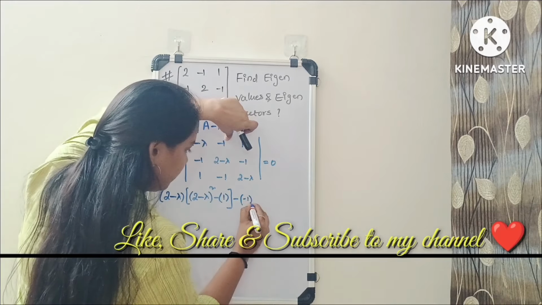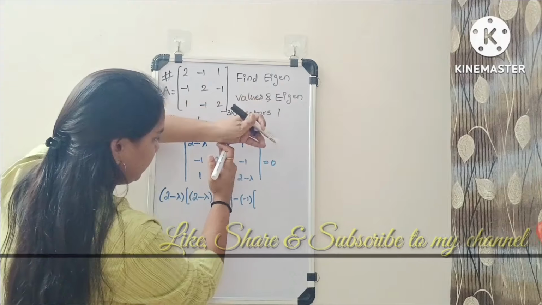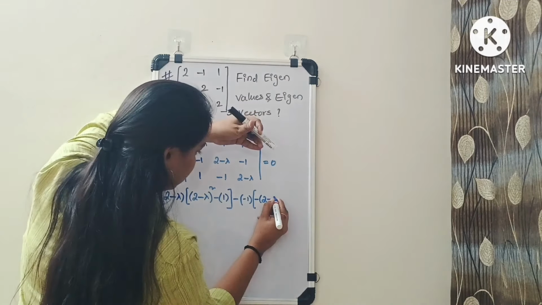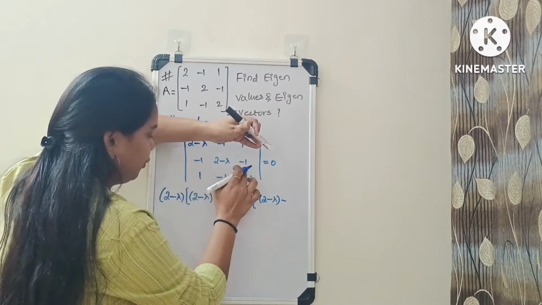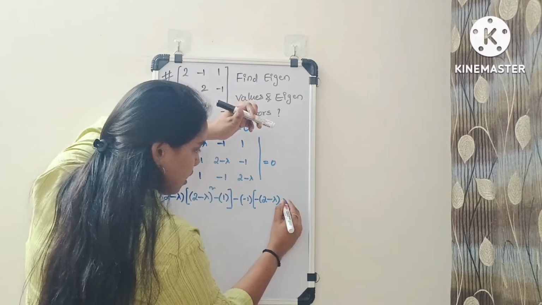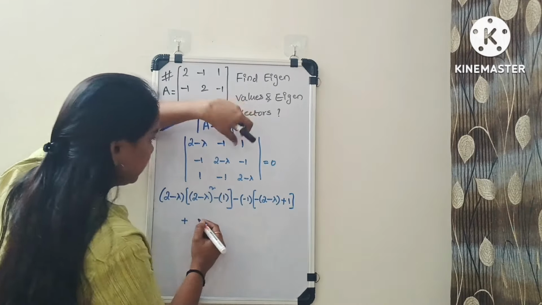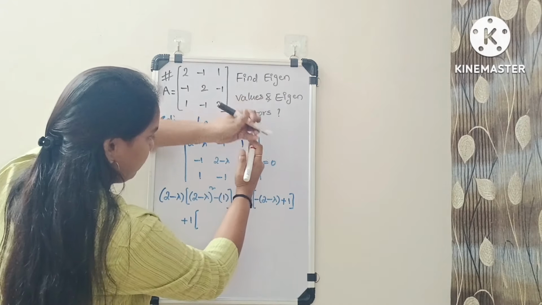Next one is minus, what is minus 1? So minus 1 into, here we have to close this column and this row. Minus 1 into this one. Minus of 2 minus lambda, AD minus BC. 1 into minus 1 plus minus 1 into minus 1 minus 1. Minus of minus plus 1. Okay. Then plus here 1 into this, we have to close this column and this row.